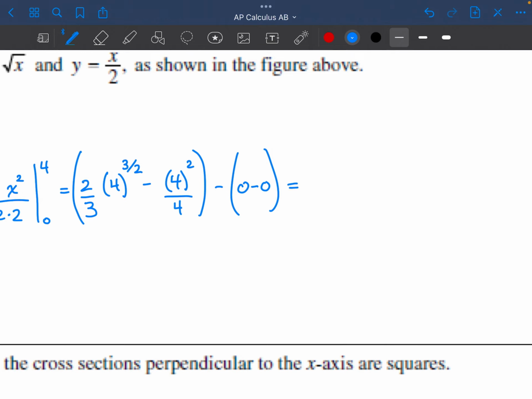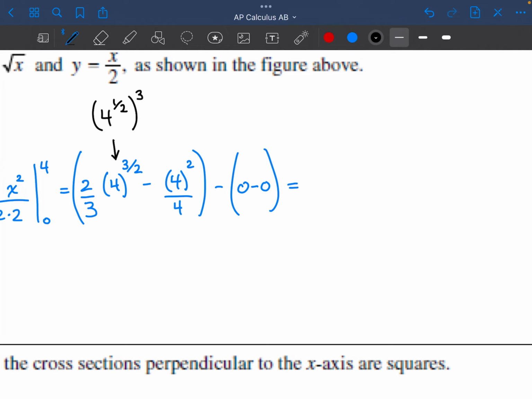What is that going to look like? I think the hardest thing to deal with here is this 4 to the power of 3/2. And the way that I'm going to do this is I'm going to rewrite that as 4 to the power of 1/2, to the power of 3. And again, I'm really just multiplying powers.